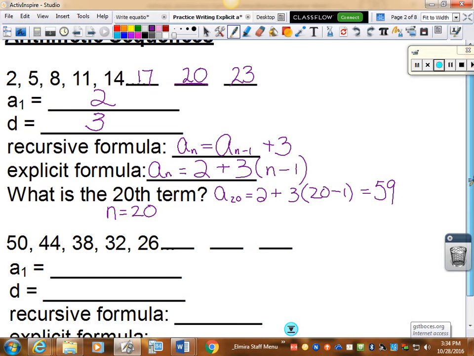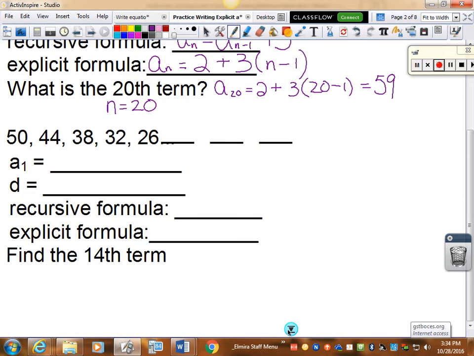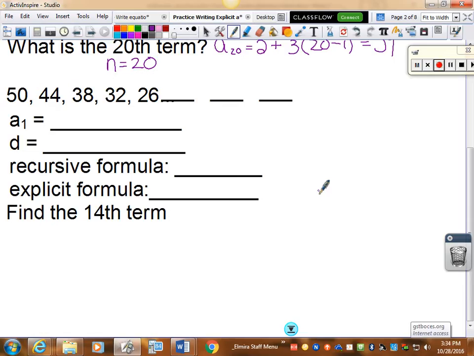Okay, let's practice that again. Next sequence: 50, 44, 38, 32, 26. So what I'm seeing as a D is that we're going down by 6s. My first term is 50.